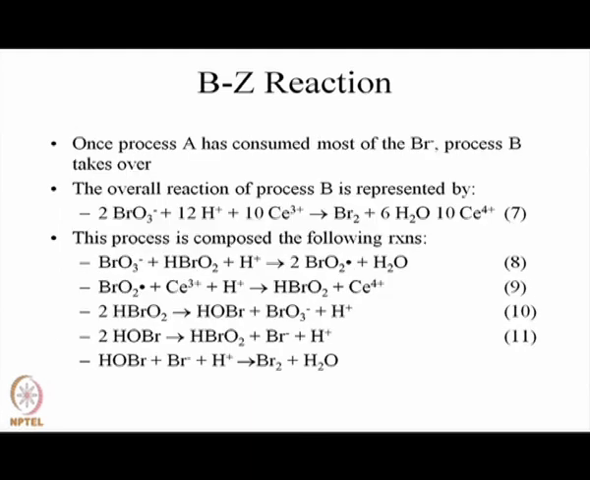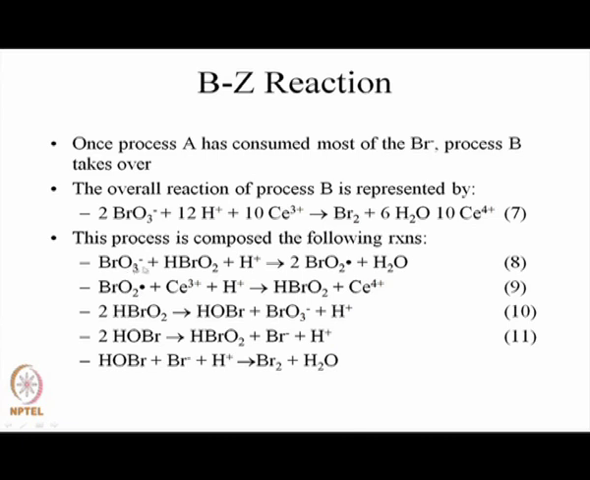Okay. So, the overall reaction again is like this: BrO3 minus plus 12H plus plus 10 Ce3+, the ceric system it is, giving rise to Br2 plus 6H2O plus 10 Ce4+. Okay. This process is composed of the following steps 1, 2, 3, 4, 5.